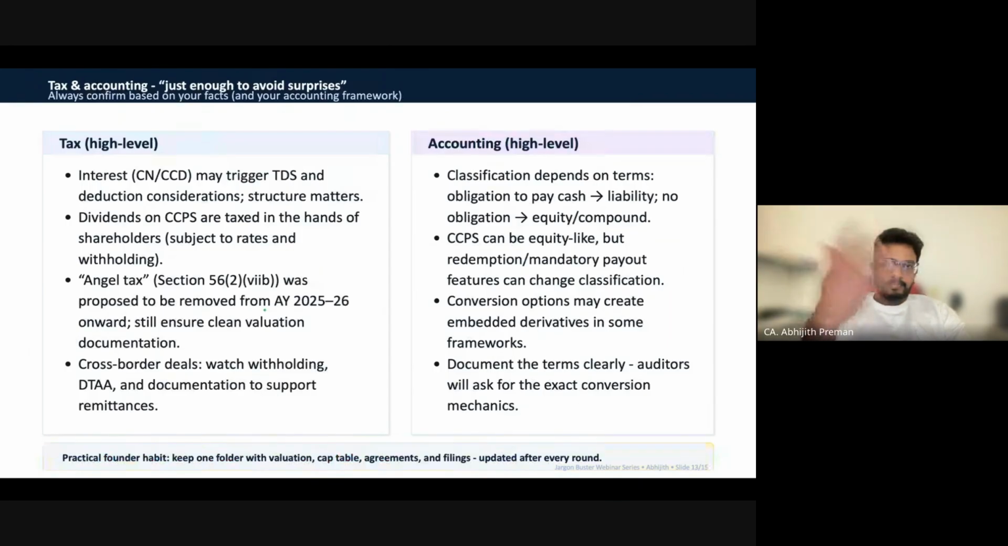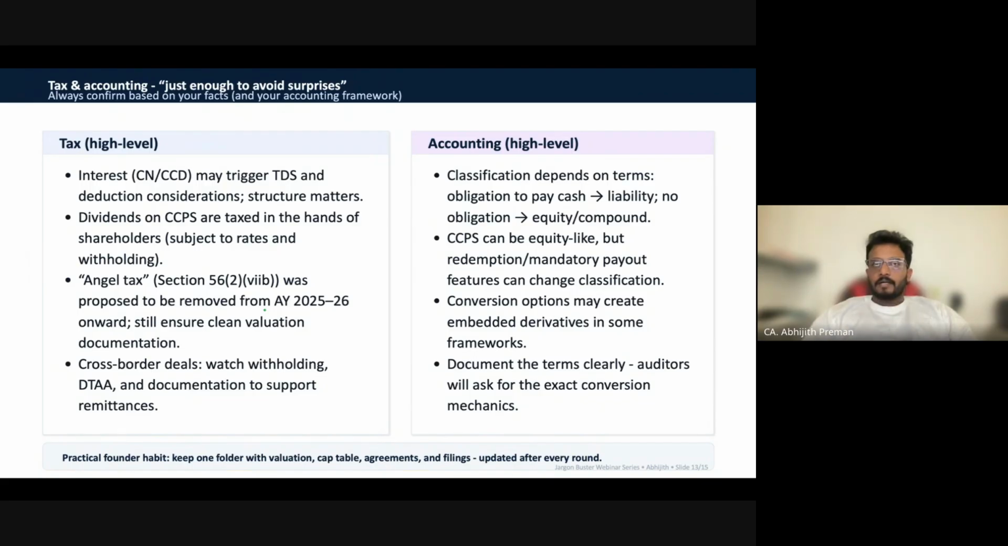Then in case of tax and accounting, I'm just touching upon these things. If there is interest on the CCD or CN, you'll have to pay TDS. You have to consider all those things. Then dividends on CCPS are taxed in the hands of shareholders. So those things the shareholders have to take care of. Then angel tax is not there now, as in the last budget they removed it, but still ensure that you have proper valuation documentation wherever necessary. Then for cross-border deals, watch withholding tax, that's the TDS again. Then the double taxation avoidance agreement and all those things.